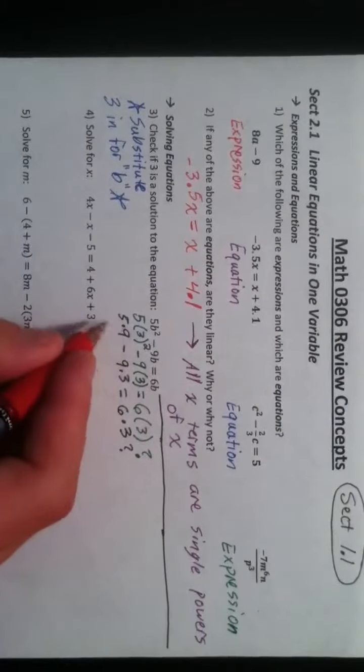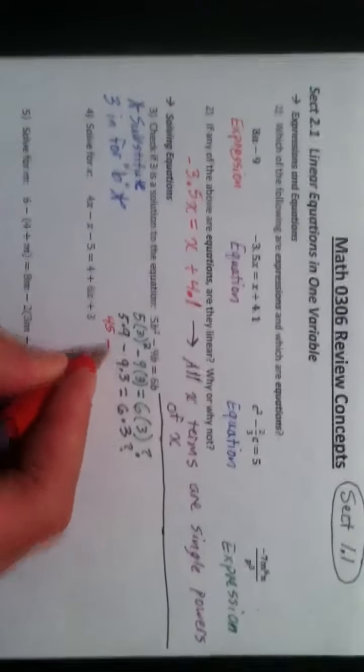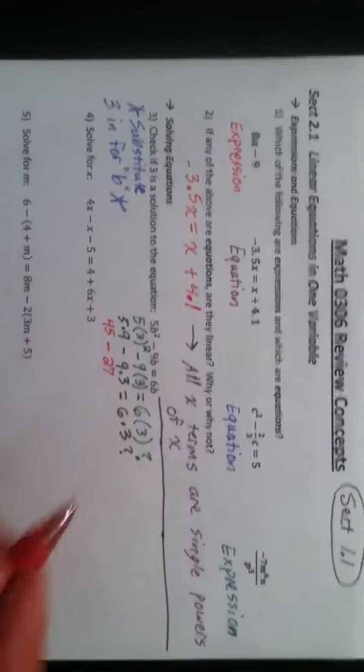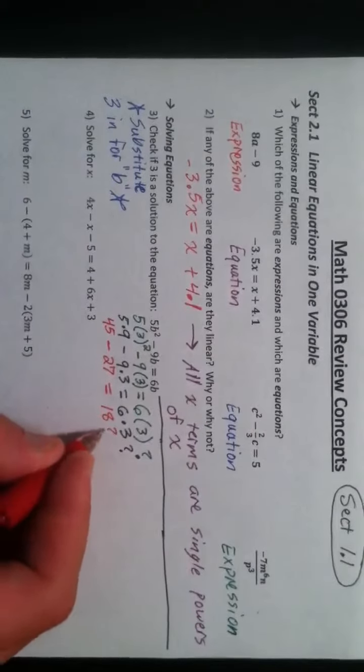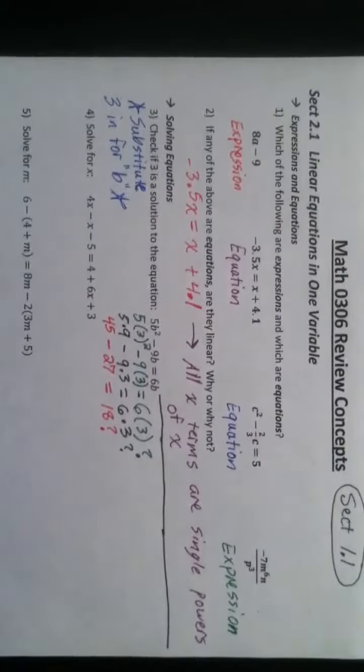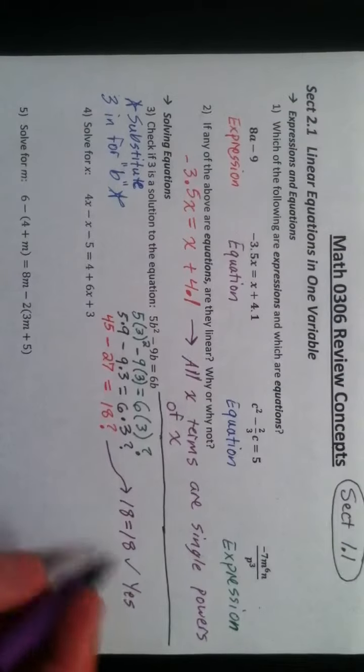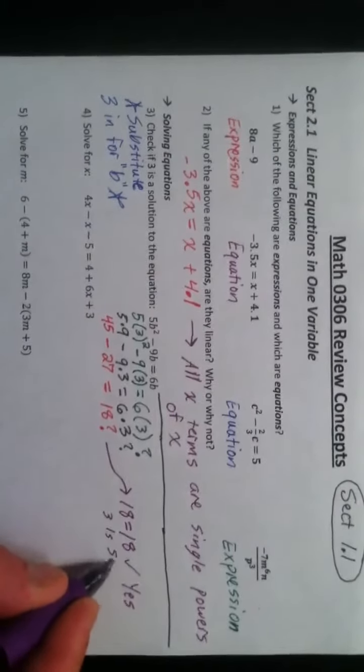Now we can multiply. 5 times 9 is 45. Minus 9 times 3 is 27, equals 6 times 3 is 18. On my next step, we're checking, is that actually going to be equal? 45 minus 27 does indeed give us 18 on the left-hand side. So we're left with the statement 18 equals 18. Well, is that true? Yes, of course. So since we got a true statement, that means yes, 3 is a solution to that equation. Okay? 3 is a solution.